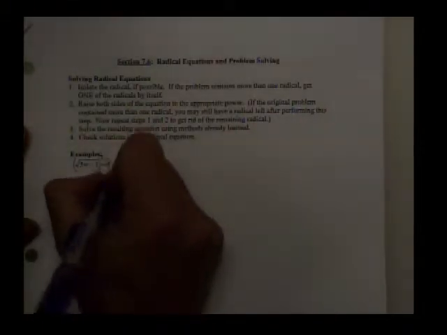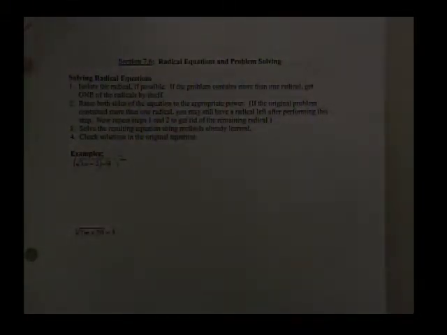The first step says isolate the radical if possible. That means you want to get the radical by itself on one side of the equals. That's done here, so we don't have to worry about that second step. It says raise both sides of the equation to the appropriate power. If you want to get rid of the radical, what power would you have to raise this to? The second, right? If it's a square root, you square to get rid of the radical. So we're going to square both sides. The square root of 3w minus 2 squared is 3w minus 2, equals 4 squared, which is 16.